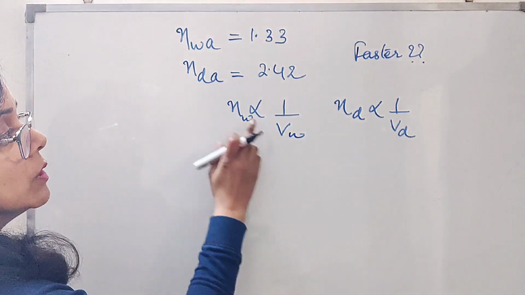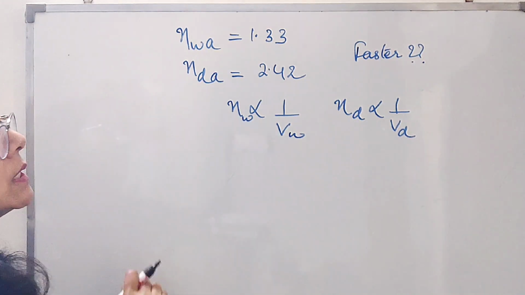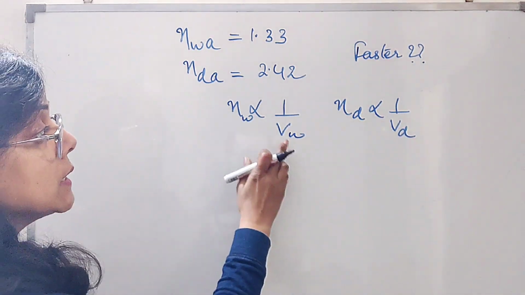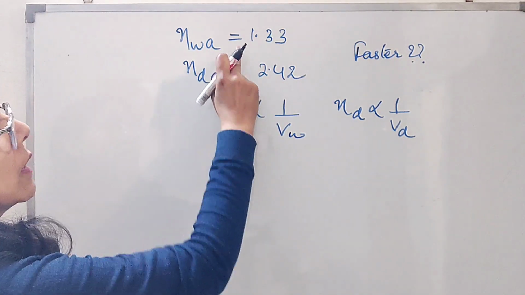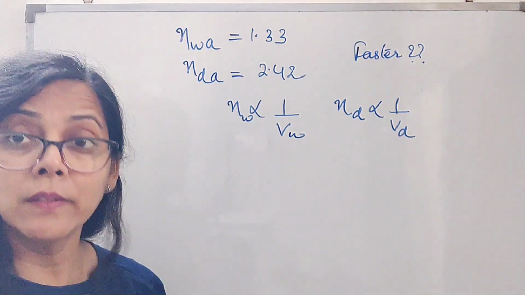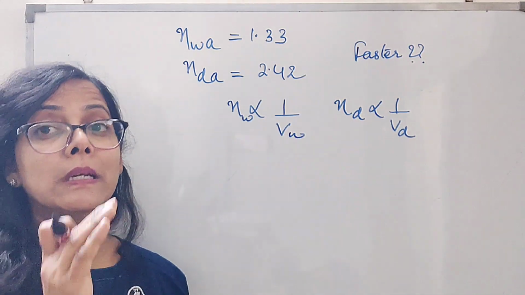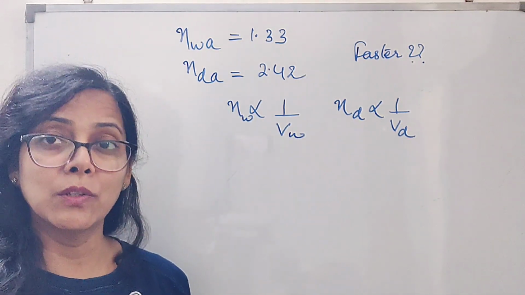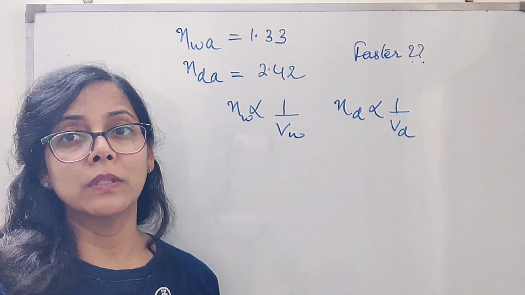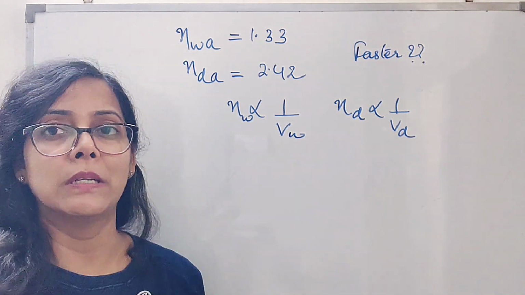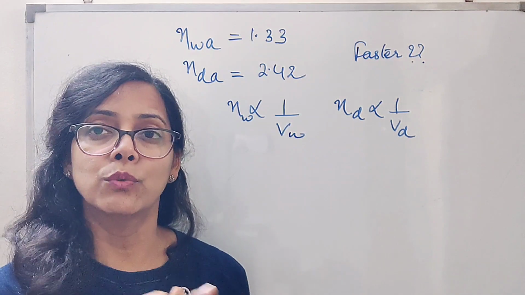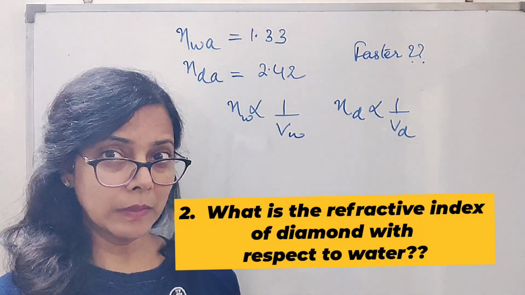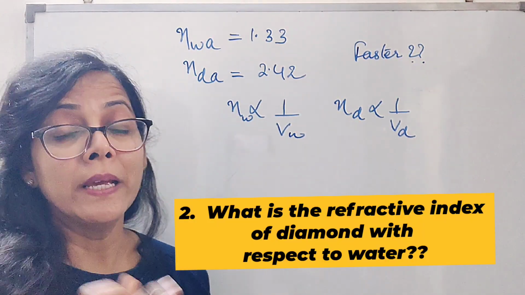So this is inversely proportional. It means that the velocity of light is faster in this case in water. Here the refractive index of water is less than the refractive index of diamond. Therefore the velocity of light will be faster in water because it is inversely proportional to the refractive index. Is it clear?